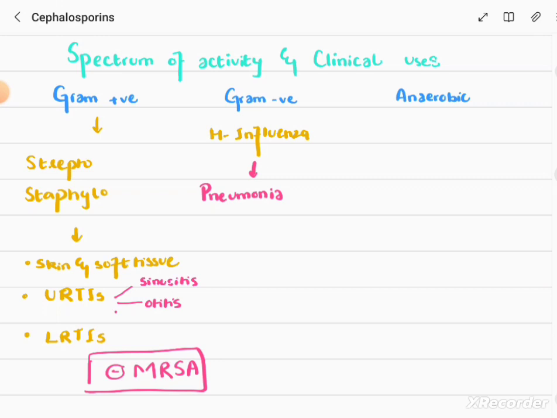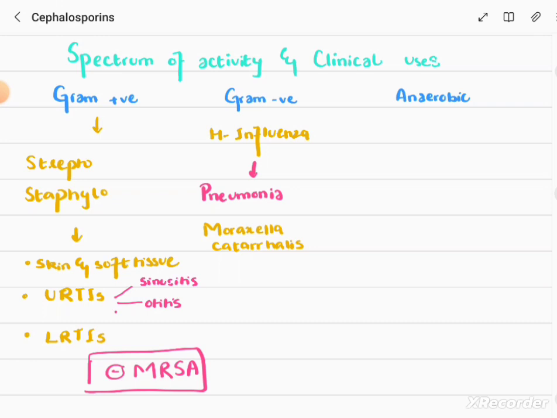because now we have many strains that are resistant to Haemophilus influenzae. Now there is another gram negative bacteria called Moraxella catarrhalis. This bacteria is gram negative, and it usually causes upper and lower respiratory tract infections. The second generation cephalosporins have activity against this bacteria, and they are used to treat sinusitis, otitis, and lower respiratory tract infections that are caused by it.